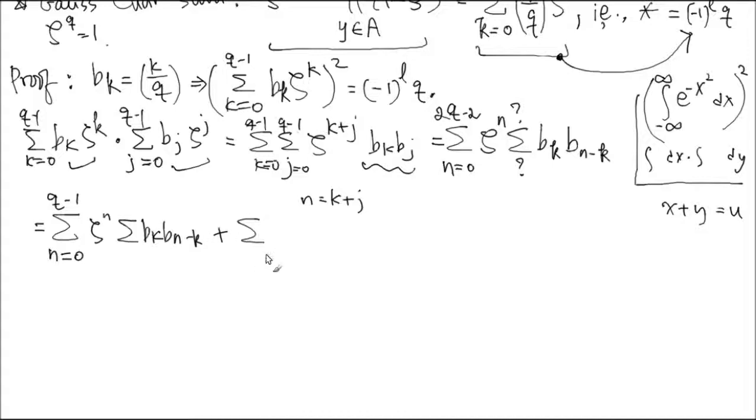And what was the next one? It's supposed to start at n equals q, and go all the way up to where? n equals 2q minus 1. Is that right? 2q minus 2. Is that all right? Then here's a zeta to the n. So the first part ends at q minus 1, and the second starts at q and ends at 2q minus 2. So there it is, we have b_k and b_{n minus k}.